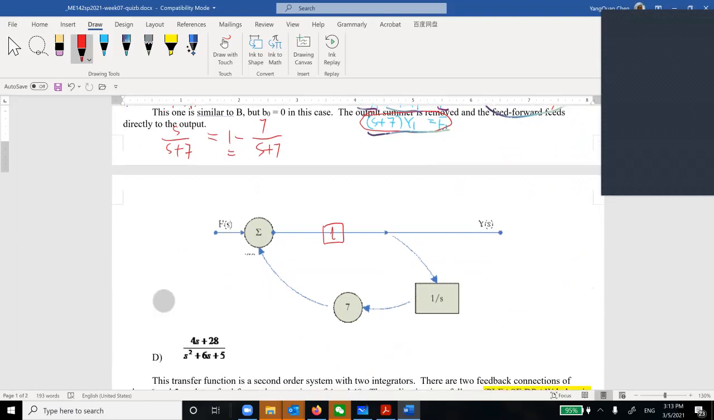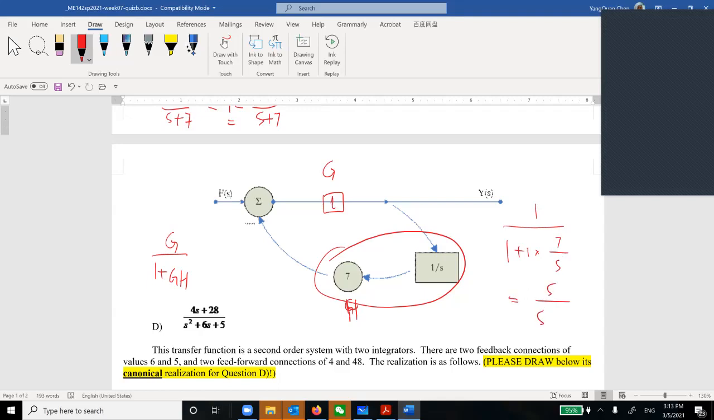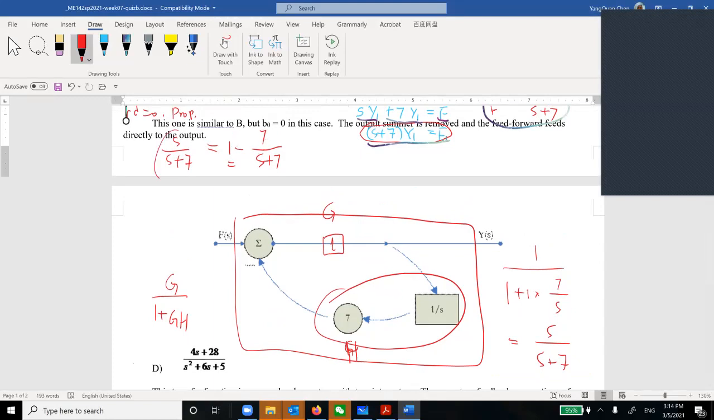Okay, so let's apply what we learned, G divided by 1 plus GH. In our case, G is 1, and this is GH. This is H, okay, it's H. So what we do is we write 1 divided by 1 plus 1 times GH. H is 7 divided by S. This is S plus 7. So you can see there are multiple ways to do it, right? So this is the way to do it. So this is considered as a realization, okay, of this one.